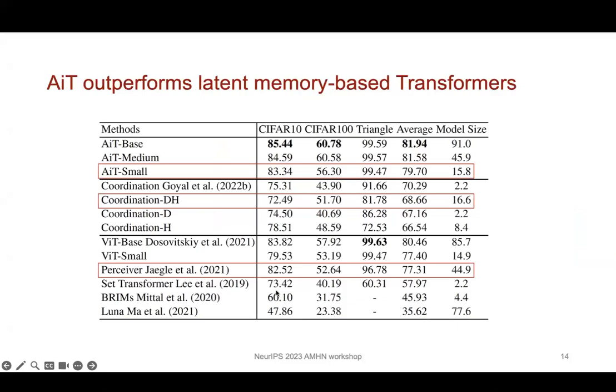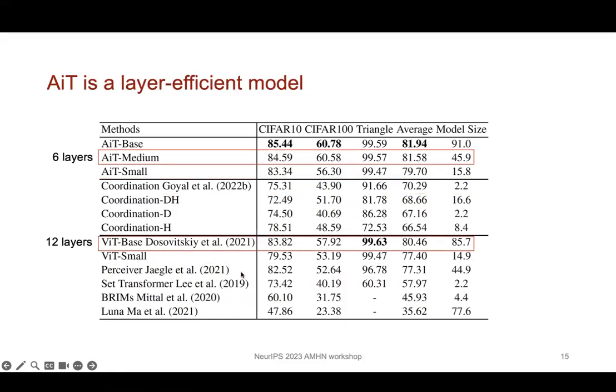The image classification tasks were employed to evaluate AiT's performance. AiT outperforms other latent memory-based transformer models, including the coordination and the Perceiver methods, with a smaller or comparable model size. AiT is also a layer-efficient model. Compared to ViT-base, the AiT-medium is a shallow model with only 6 layers. However, AiT-medium can exhibit an average performance much better than the ViT-base, while at the same time requiring far fewer parameters.